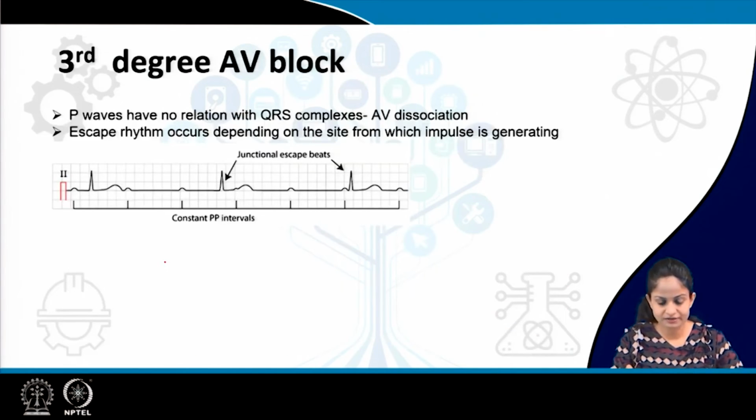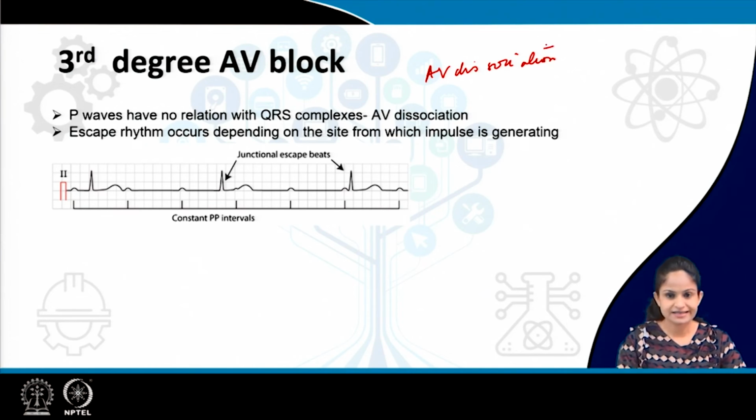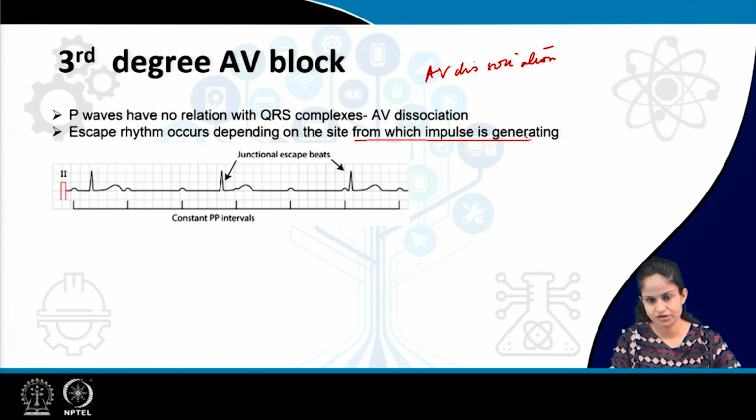Now, third degree AV block. In third degree AV block, we see no relation between the P waves and the QRS complexes. The atria and the ventricles will beat on their own rhythm. There will be electrical dissociation between the atria and the ventricles, and this is known as AV dissociation. The escape rhythm occurs depending on the site from which the impulse is generated.